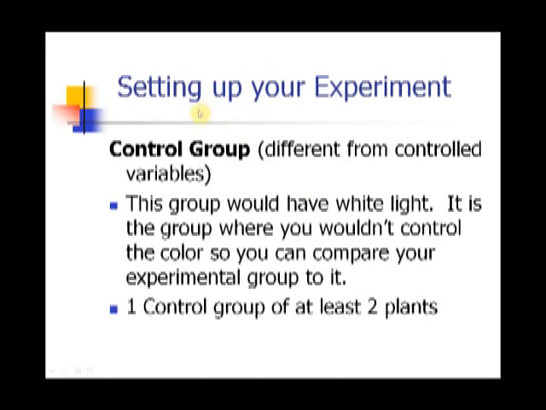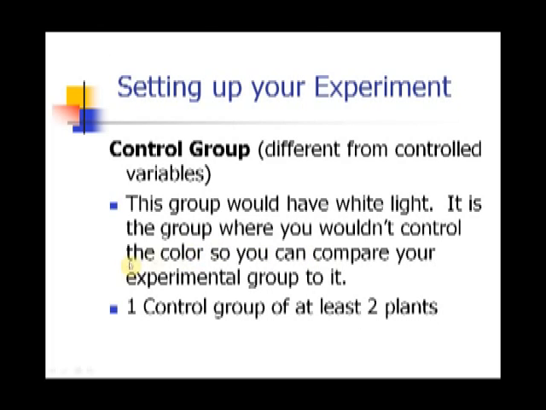Don't forget, we must have the control group. It is different from controlled variables. This group, the woman talked about it in the videotape, this group would have white light. It is the group where you would not change the color, so you can compare your experimental group to it. It is the thing that we do not change. I believe in the sewer maggots one, your control group was just the plain water.